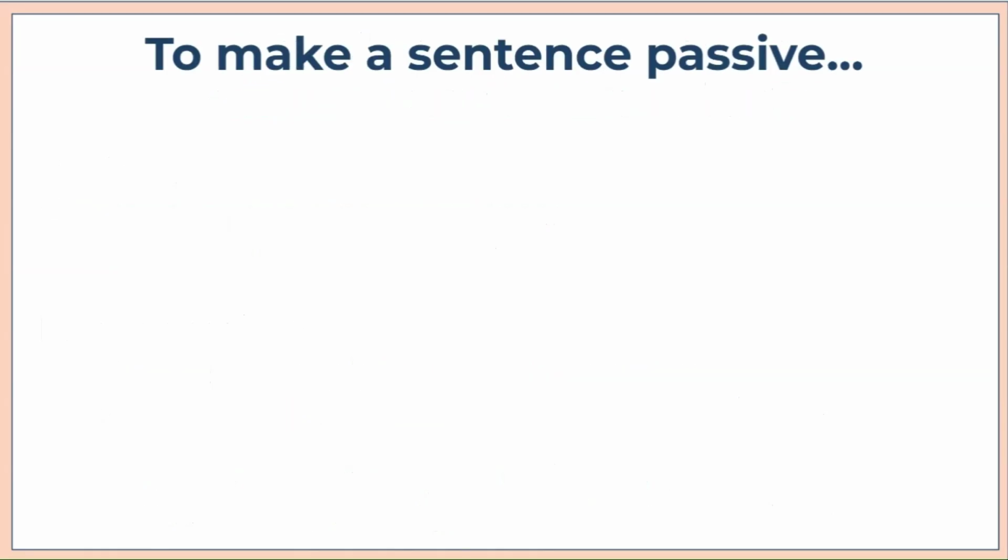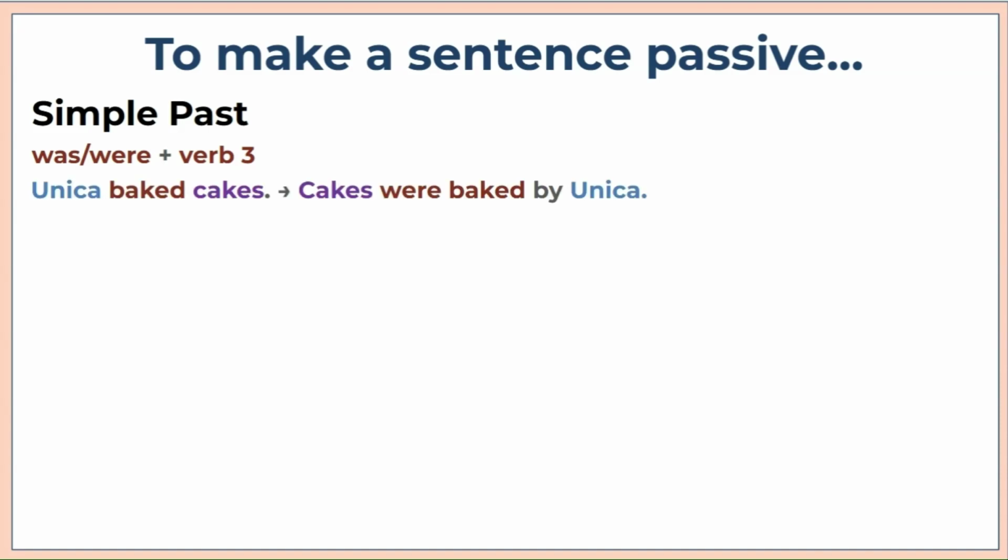All right, so let's look at how to create the passive voice in the past tenses. In the simple past, we use the past tense verb of to be, which is was or were, plus the past participle or verb 3. So, for example, Unica baked cakes is going to turn into cakes were baked by Unica.